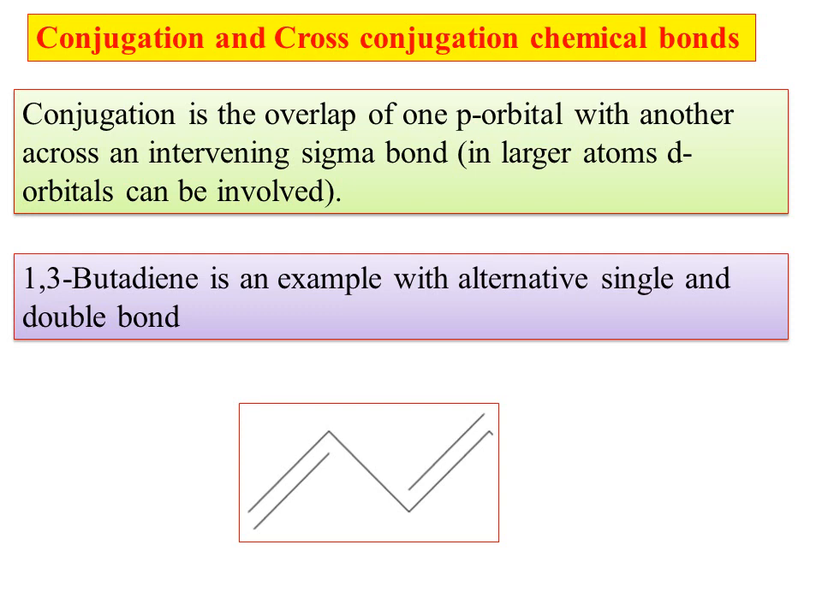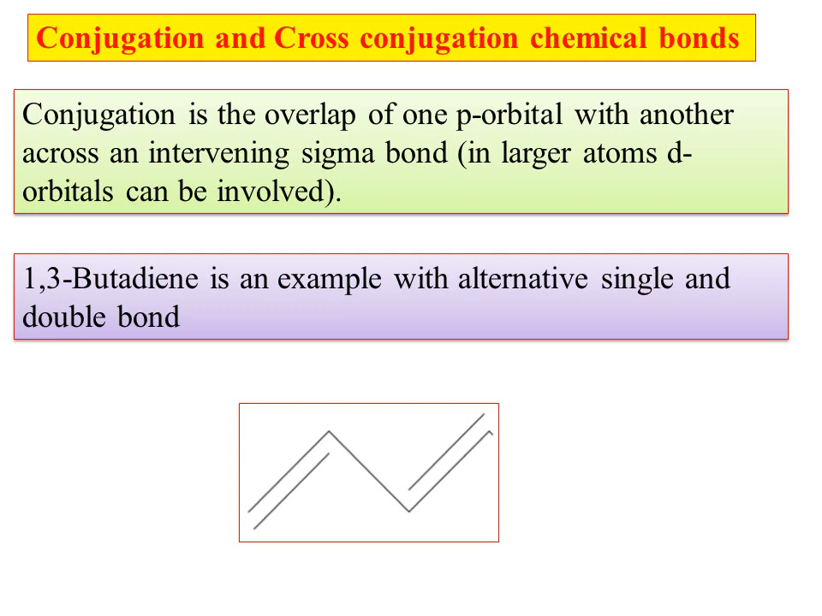So this is a way you can understand whether it's a localized bond or delocalized bond. Similarly, another type of chemical bond we come across in organic chemistry is called conjugation or cross conjugation chemical bonds. Conjugation is the overlap of one p orbital with another p orbital intervening a sigma bond. In larger atoms, d orbitals can also be involved. This we are going to call conjugation.